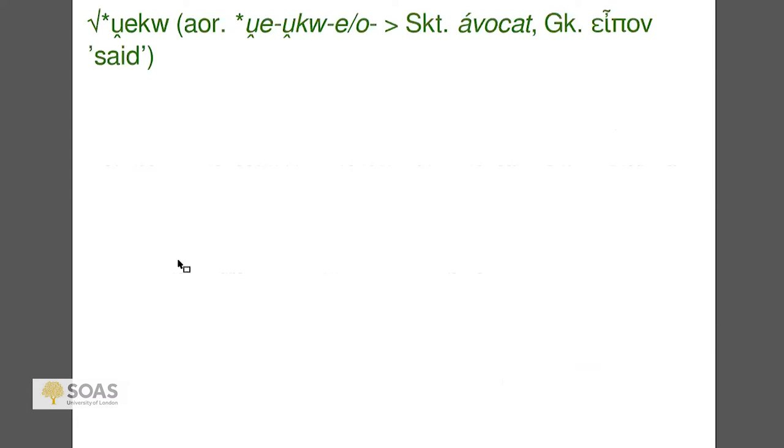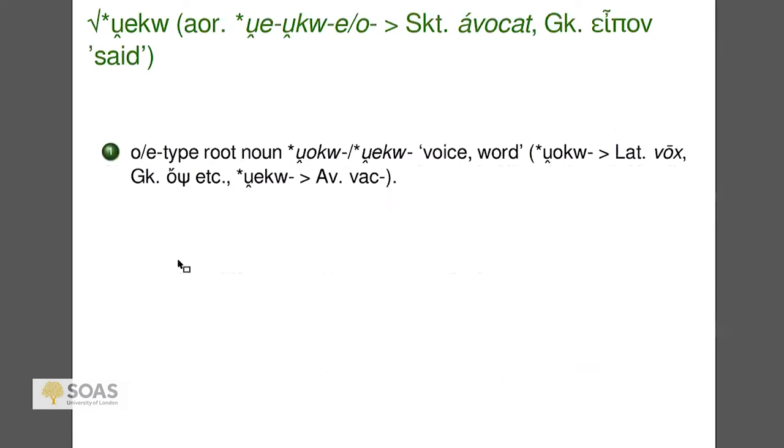So we have the root wek that in the aorist, which is a past tense of Greek and Sanskrit and Indo-European, would have been wekweo, which gives us avochat in Sanskrit and eipon in Greek. So from this root, we can make a root noun that gives us vox in Latin and ops in Greek.